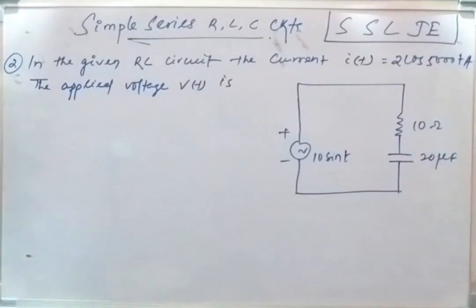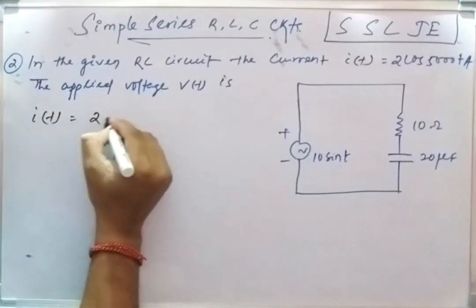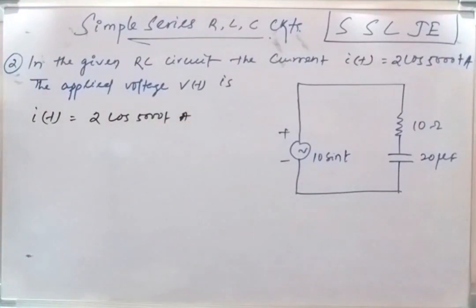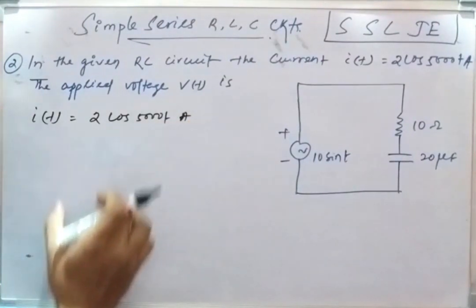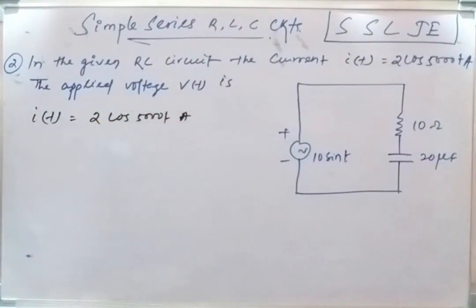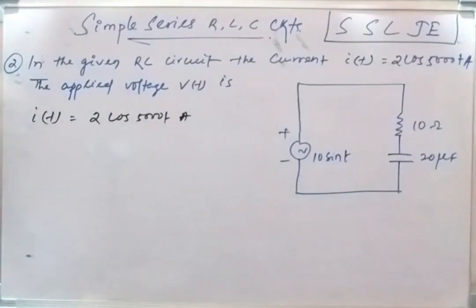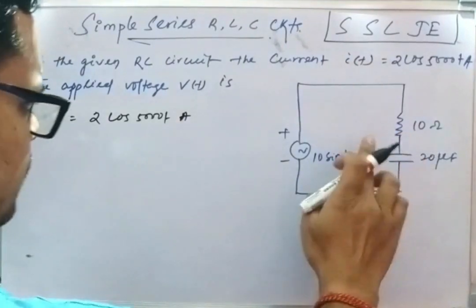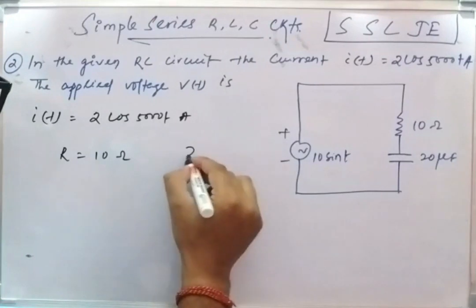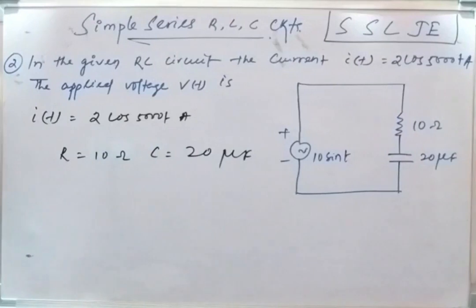So here what is given? IT is 2 cos 5000 t. If you look at the options, the peak value of the current and the peak value of the voltage, 28.28, is the same for all the options. So you just need to know what will be the phase difference, right? So here resistance is given 10 ohm, capacitance is given 20 microfarad. Okay. I will write it in a complex form.